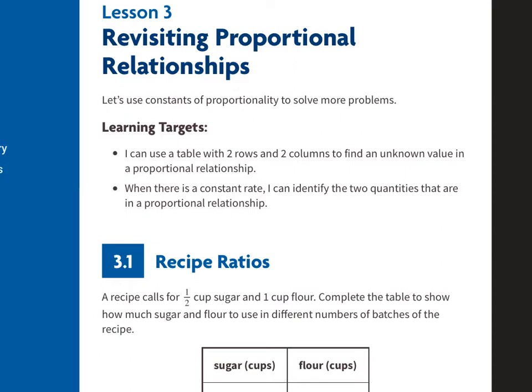So the I can statement: I can use a table of 2 rows and 2 columns to find any unknown value in a proportional relationship. And when there's a constant rate, I can identify 2 quantities that are in a proportional relationship.